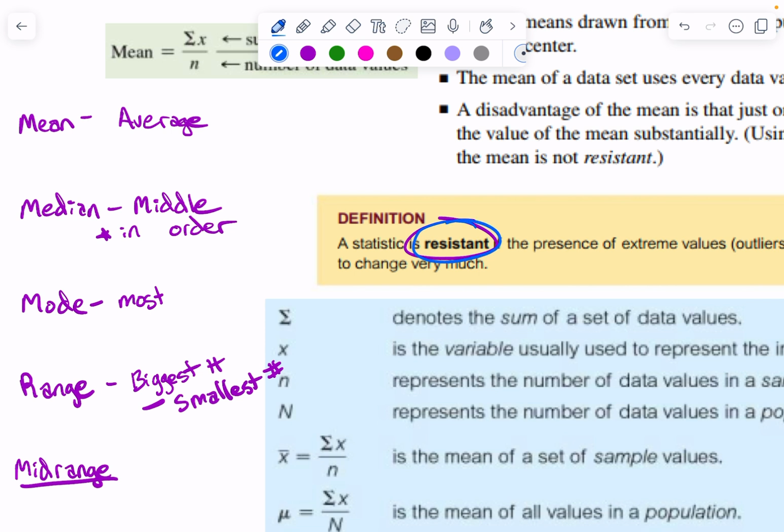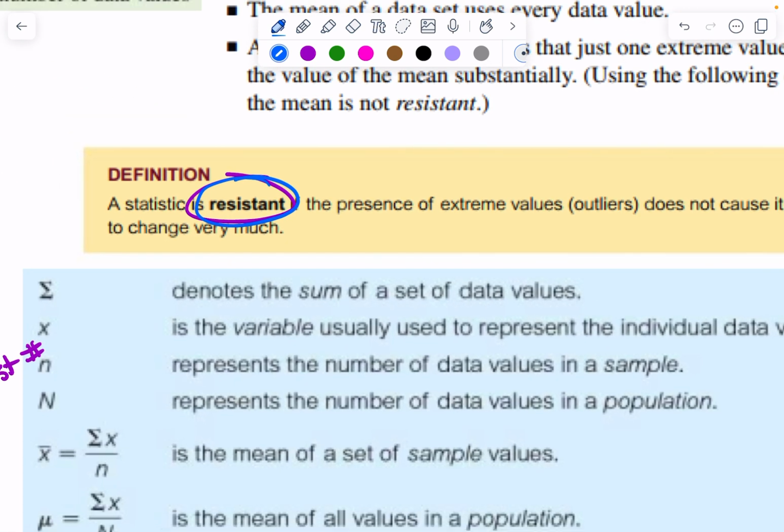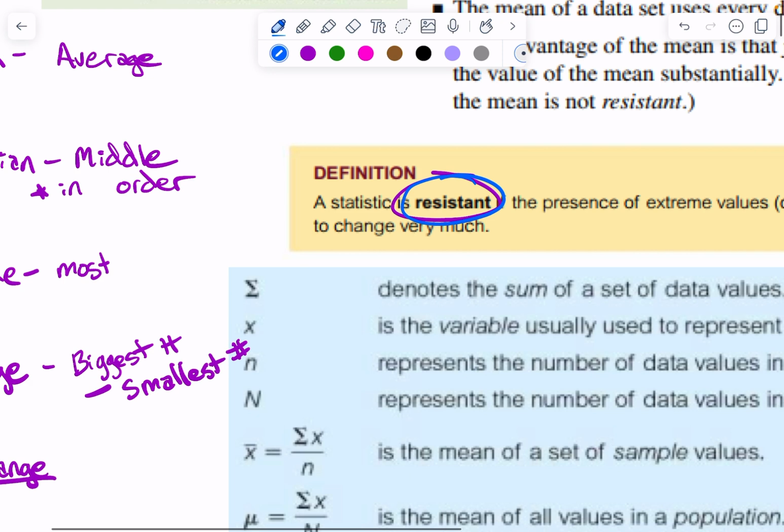Now, while we're on this, we're going to talk about resistance. When we talk about resistance, we're talking about how outliers or extreme values affect these things. Is it resistant or is it not resistant? A statistic is resistant if the presence of extreme values does not cause it to change very much. It's considered to be a resistant value.